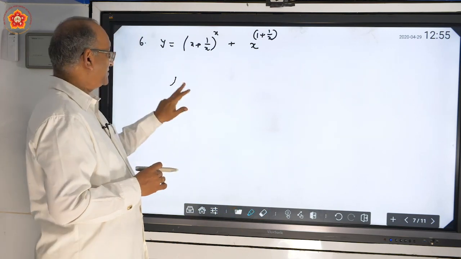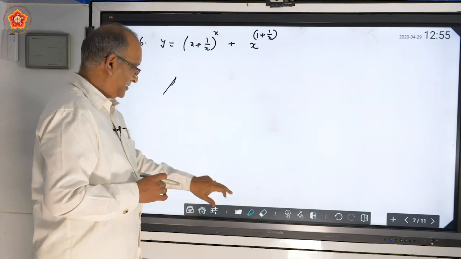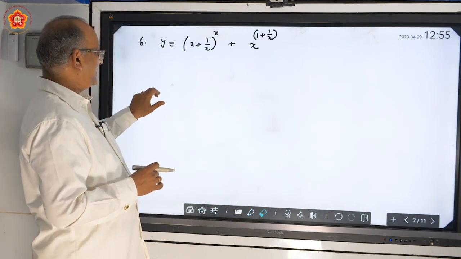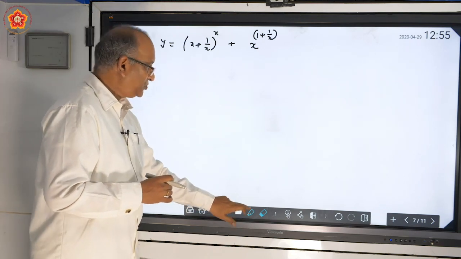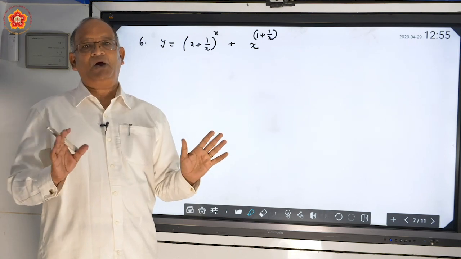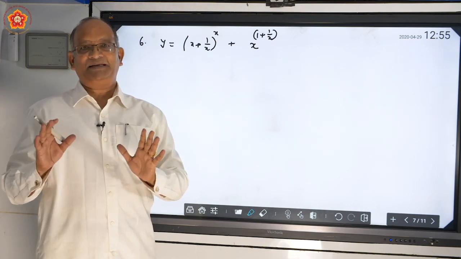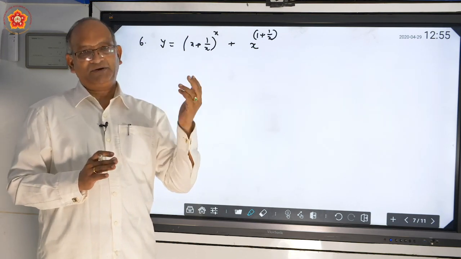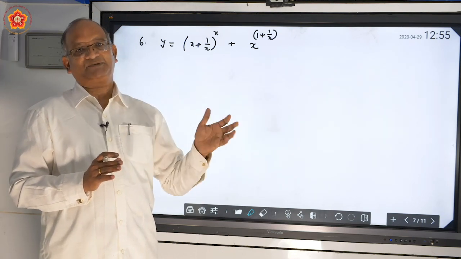Why don't we take log directly? Why are we not taking log directly for this? Because there is no formula for the sum of two functions in log. There is no formula for log (m plus n) or log (m minus n). Log formulas are meant only for product, quotient and exponent.